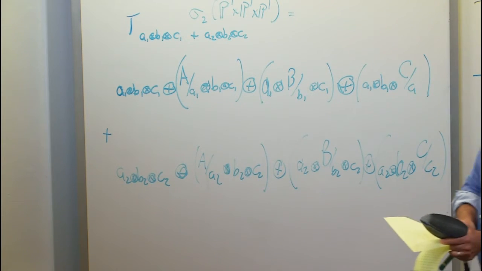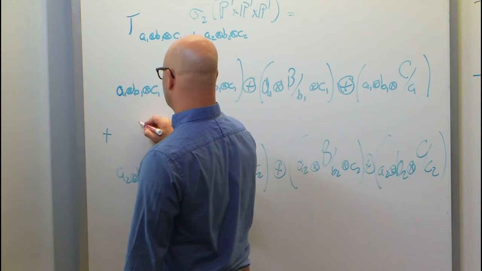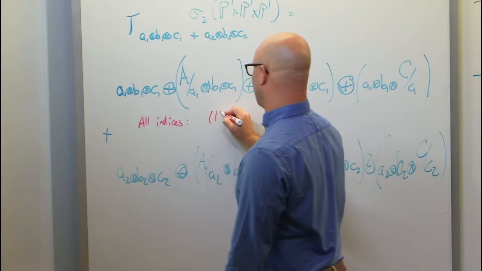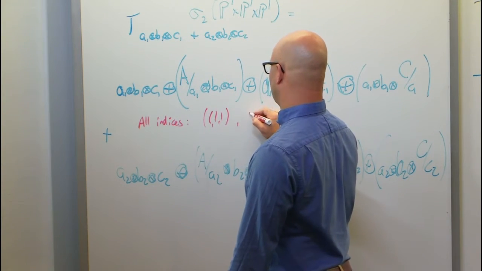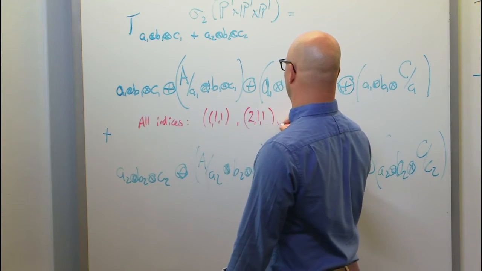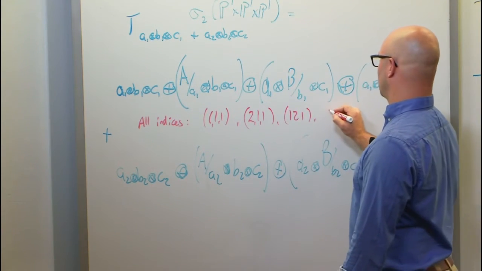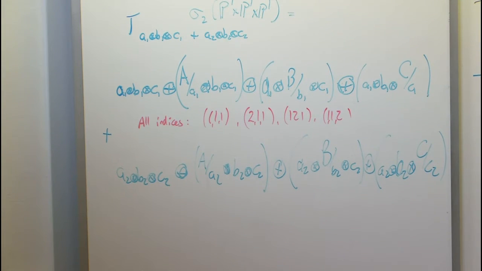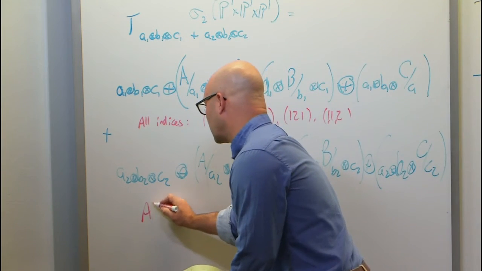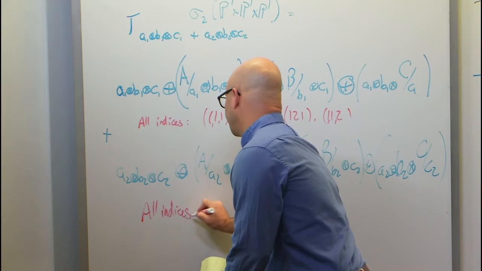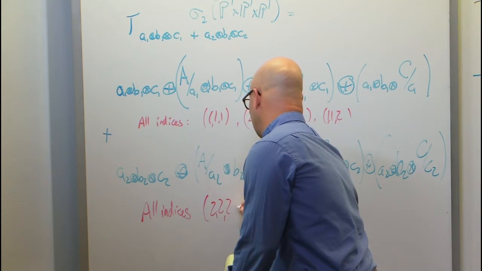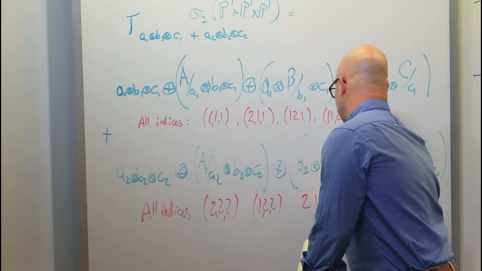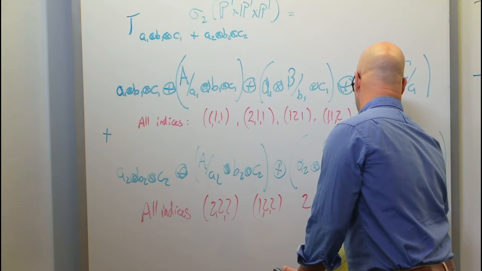I think it's slightly easier to count just the indices which occur. So all indices are either 1,1,1, or 2,1,1, or 1,2,1, or 1,1,2. That's what occurs here. In two-dimensional vector spaces, these are the possible indices that could occur. And then these are all indices 2,2,2, 1,2,2, 2,1,2, and 2,2,1.